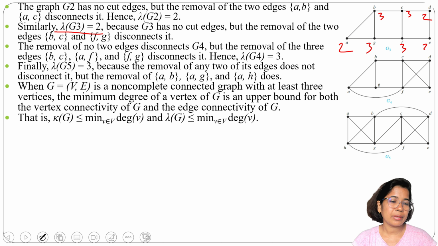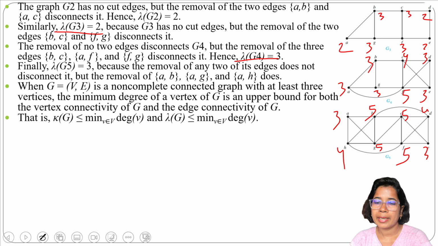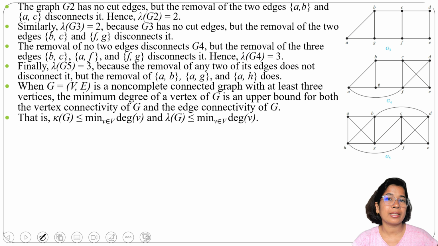Now check for G4. In G4, the degrees are 3, 3, 1, 2, 3, 4, 5, 3, 3, 3. In G4, minimum degree is 3. Now check edge connectivity of G4, which equals 3. Now in case of G5, minimum degree is 3. Edge connectivity of G5 equals 3. So this is an easy way. Just check the minimum degree of that graph, and edge connectivity can be less than or equal to that minimum degree. It will not exceed that minimum degree.